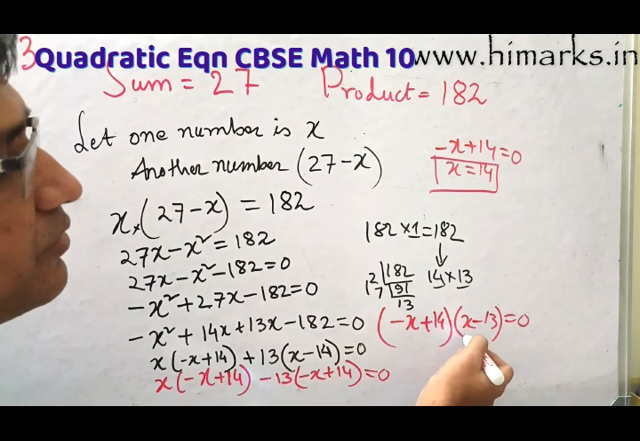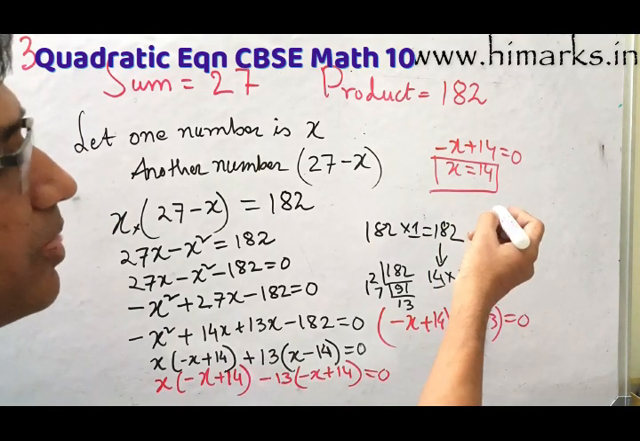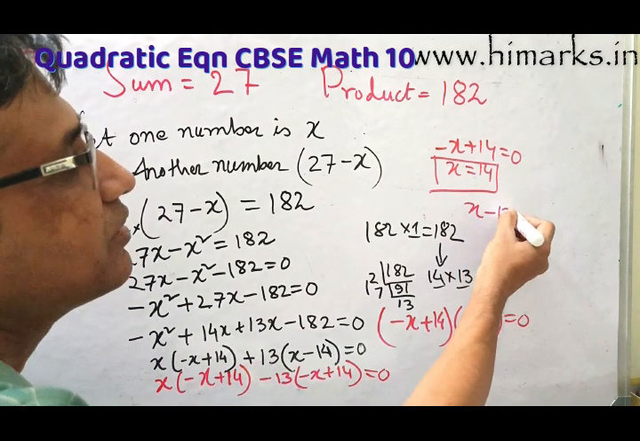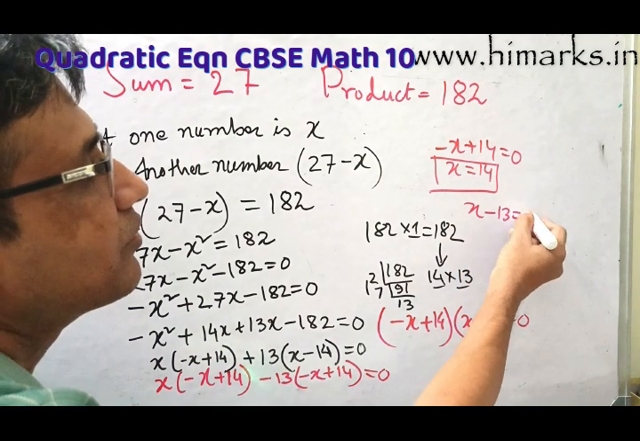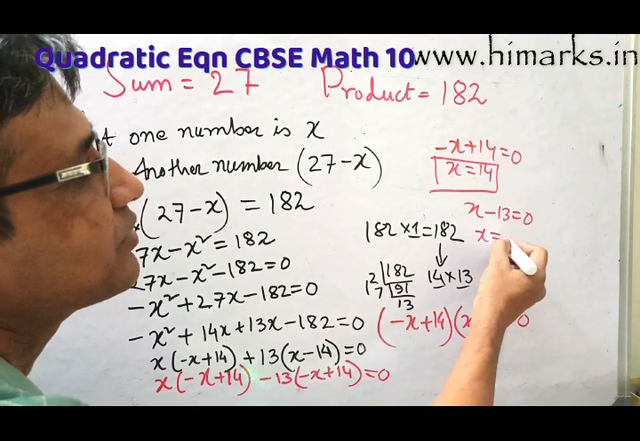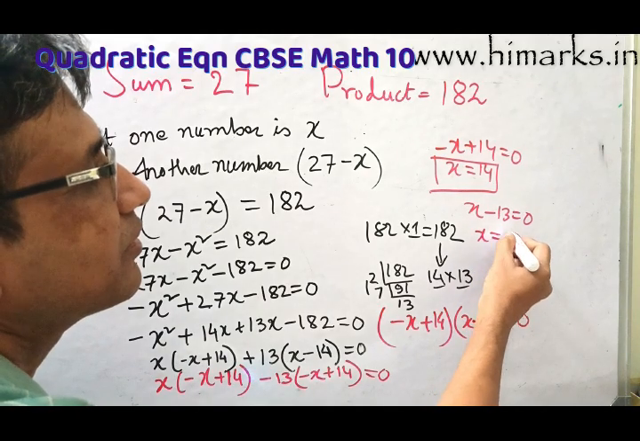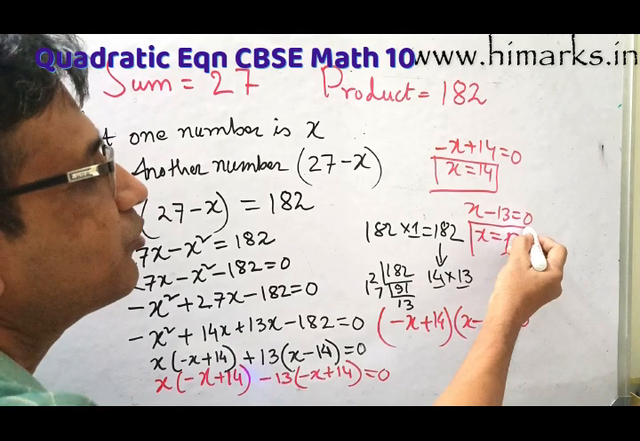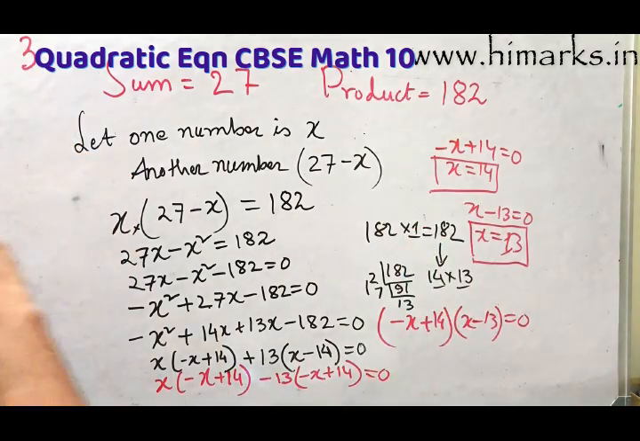Okay, here is x minus 13 is 0. So x equal to 13. This is one more root of the solution, or zero, so to say. Okay. So these are the two roots: x equal to 13 and x equal to 14.